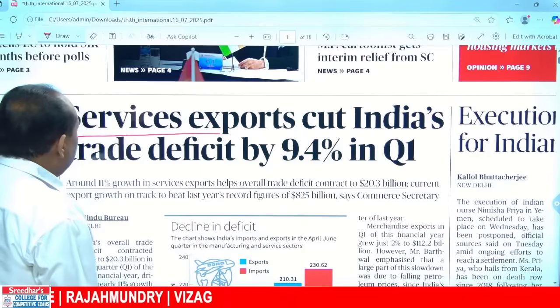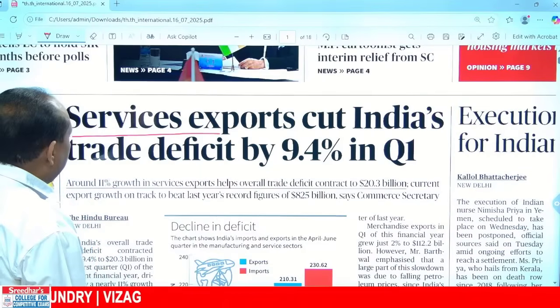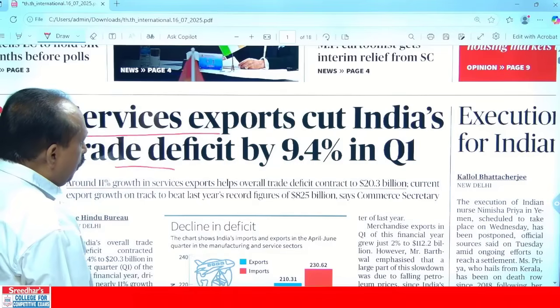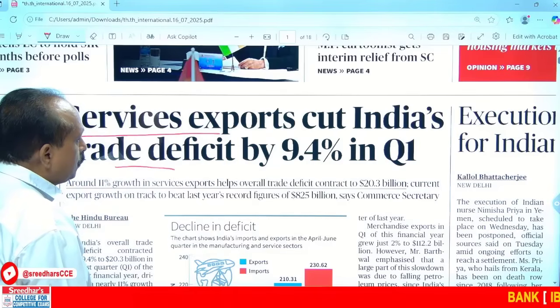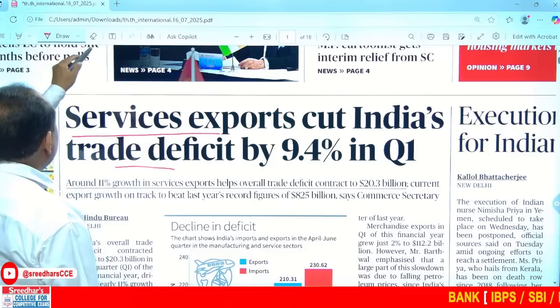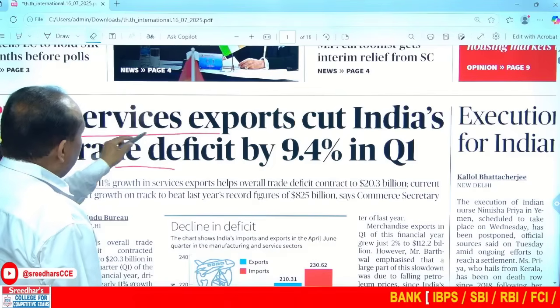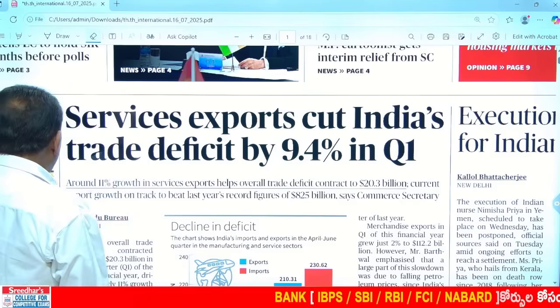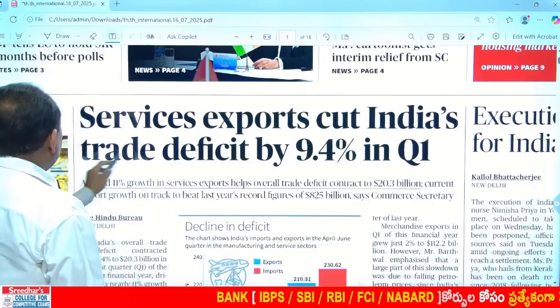Here, export related, services exports cut India's trade deficit. They have done well. Based on that, the deficit went down by 9.4% in Q1. An important article, you should read the article. You can't simply stop with the headline. Here we have a few snippets. What is the first one here?